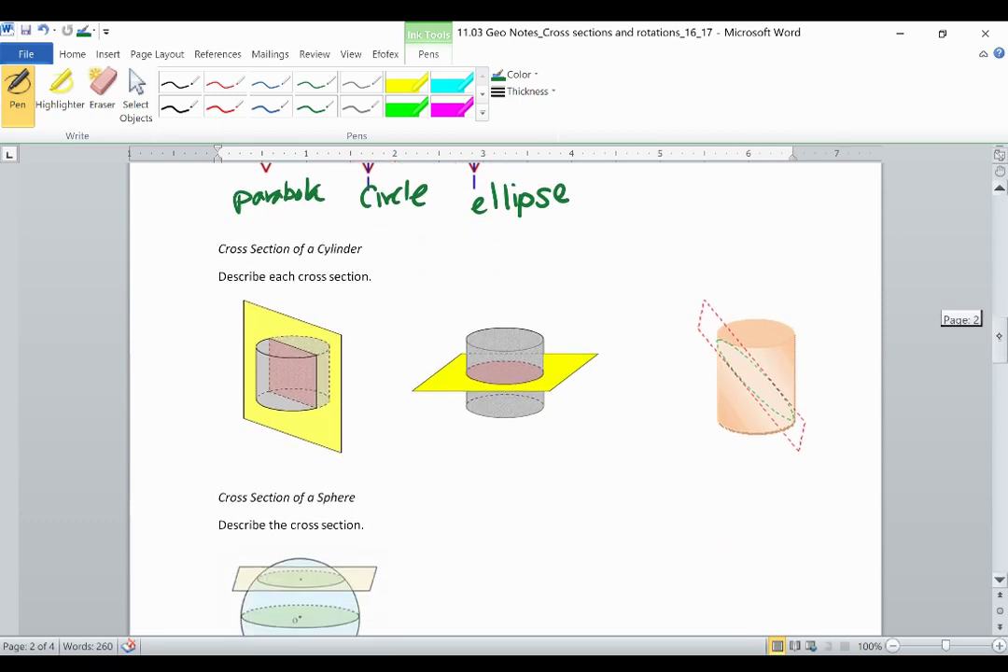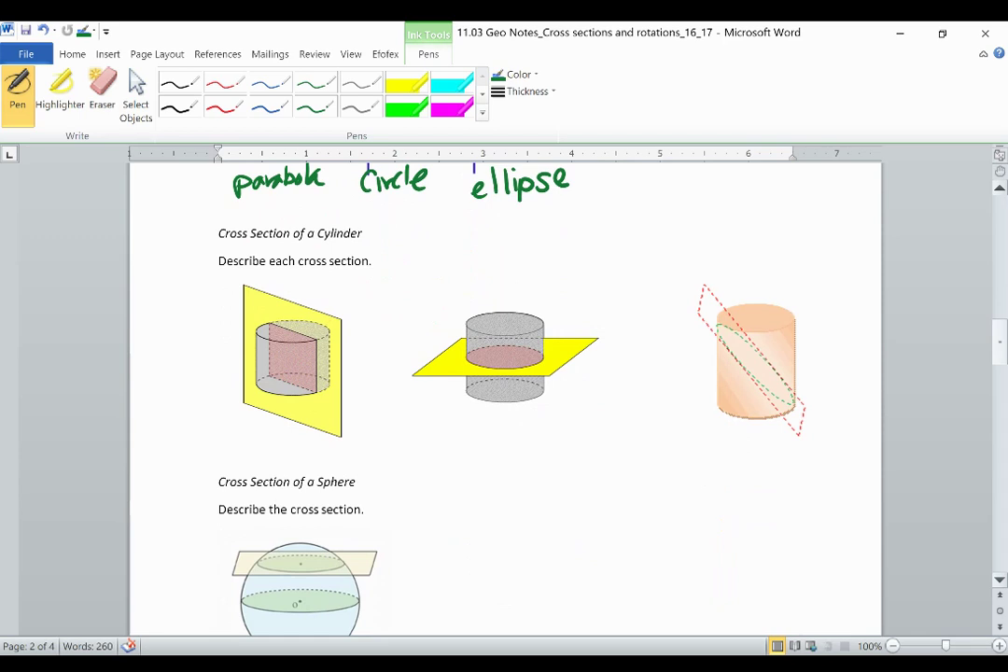And again, we're talking about the cross section of a cylinder. Pause the video, see if you can come up with them, and then check back here. So the first one, we're going perpendicular to the base. Our base is a circle. This one actually creates a rectangle.